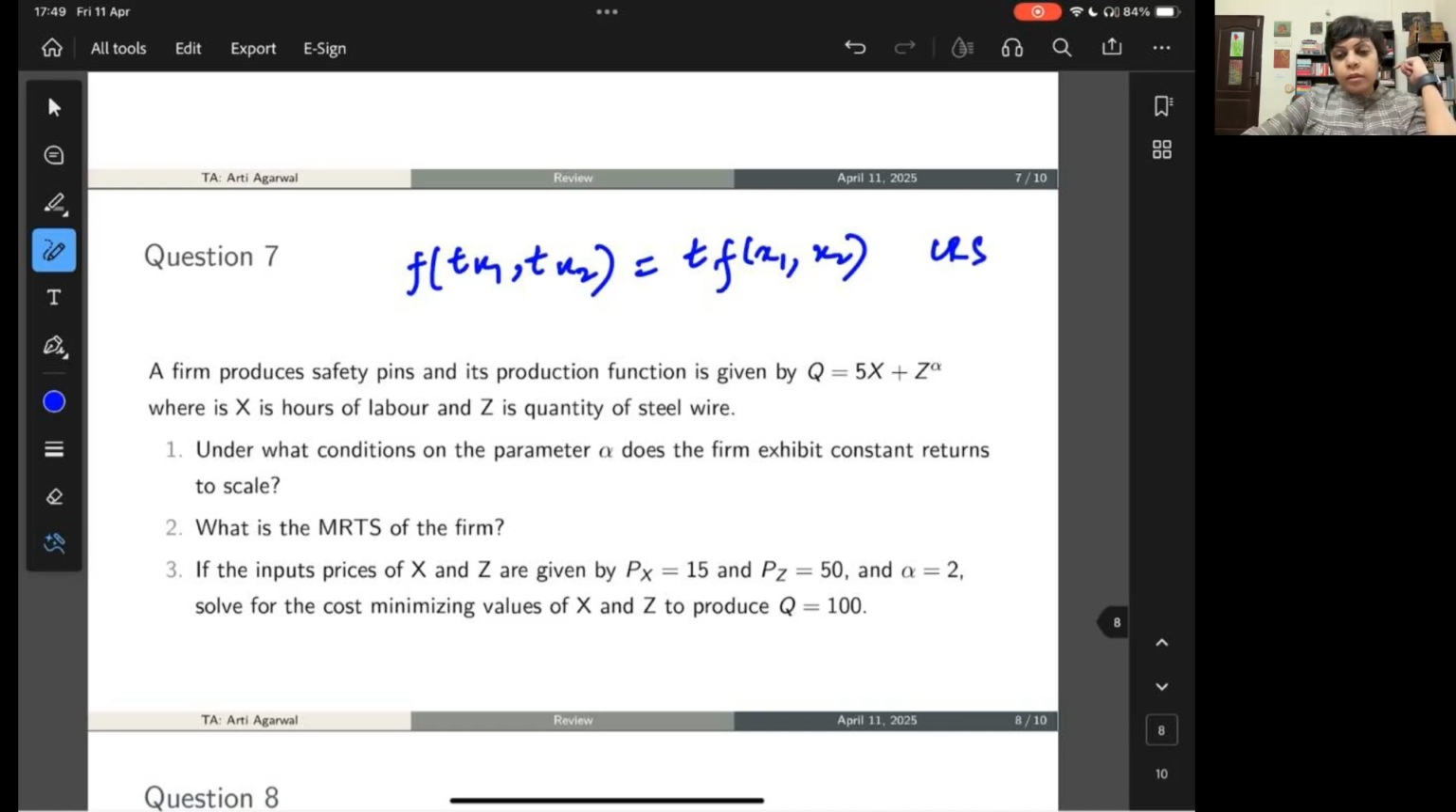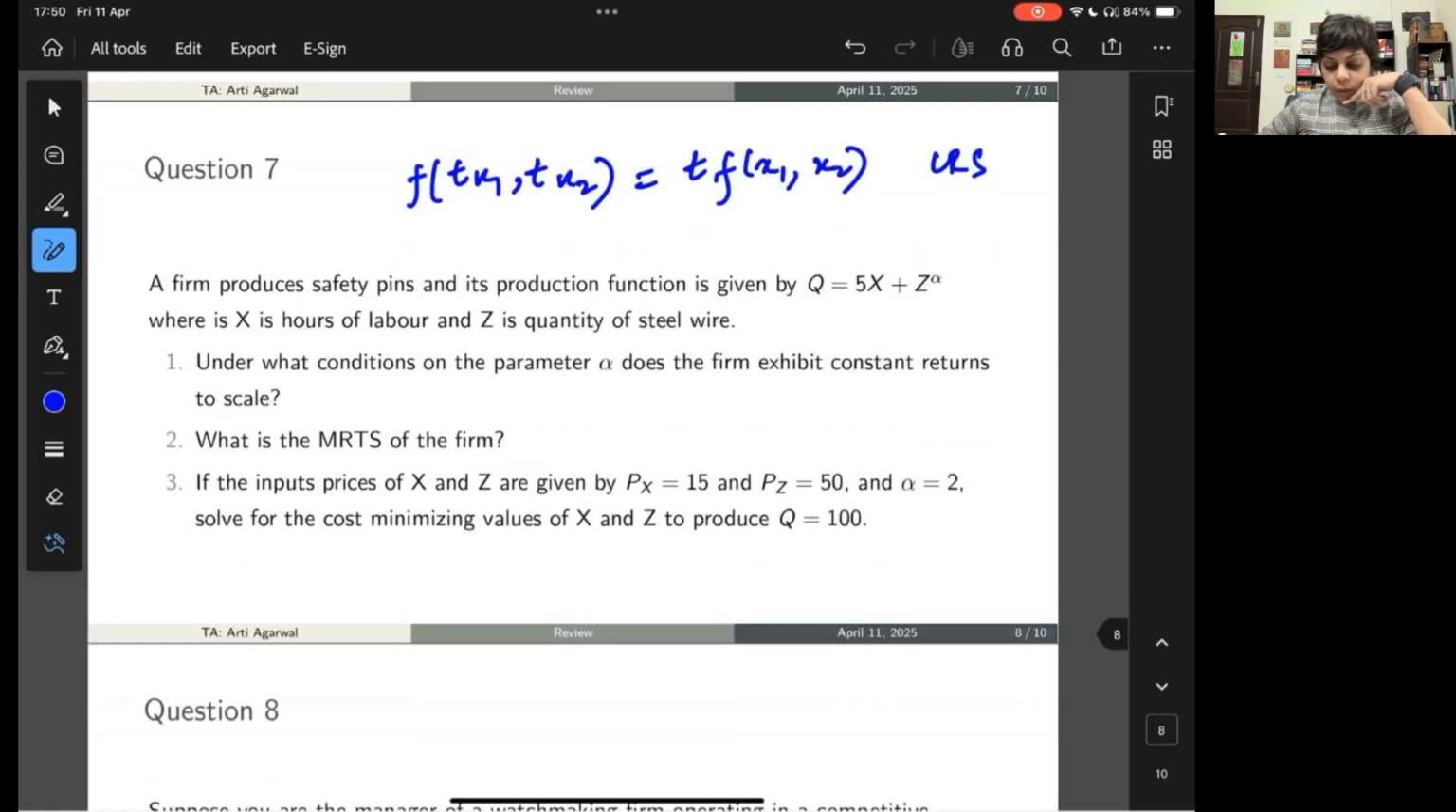In this question, what will we do? We will just write the expression for, instead of x and z, you take tx and tz, and you equate it to t times of this whole expression which we have for q. You equate both and you see what value alpha comes out to be, and that is the condition on alpha. MRTS, I'm sure you can calculate.